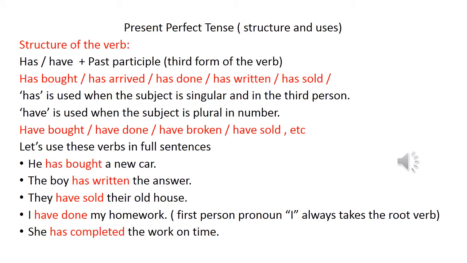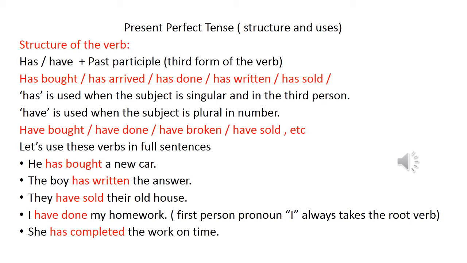Present perfect tense, the structure and its uses. Let's look at the structure first. Has or have. Why did I say has or have? Because sometimes the subject can be singular and sometimes the subject can be plural. So if we have a singular subject, we use has, and if we have a plural subject, we use have, along with the past participle or the third form of the verb. So let's look at the examples.